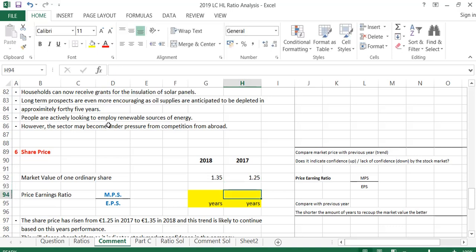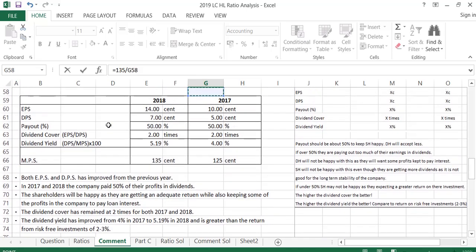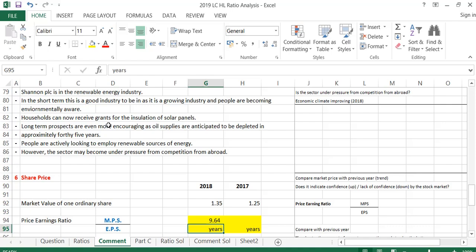The second thing we're going to work out is the price earnings ratio, which is just the market price per share over the earnings per share. We already have it worked out in part A for this one. It was the 5th ratio we worked out in part A, but we'll do it again here quickly. So the market price per share is €1.35 or 135 cents, and I'm just going to divide that by the earnings per share, which I have up here already for the previous year of 14, which gives me 9.64 years, and that's what we already had in part A.